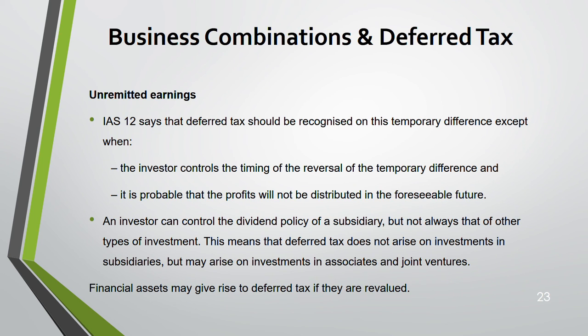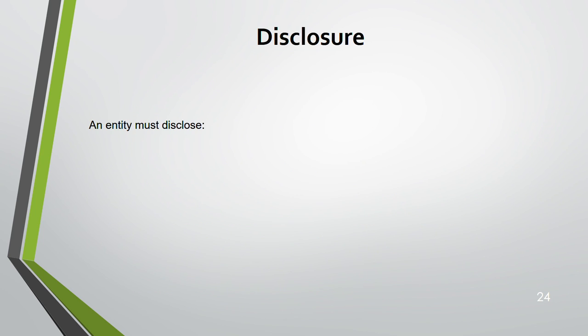But for now, know that financial assets may give rise to deferred tax. May, if they are revalued. Because if you have a little bit of knowledge of IFRS 9, if you can recall from your financial reporting, you know that when financial assets are revalued, deferred tax may arise sometimes. So that's it for unlimited earnings. We don't have a question for it, but you can go through a revision kit and find a question for that. Or maybe in the exam, a question has never come.